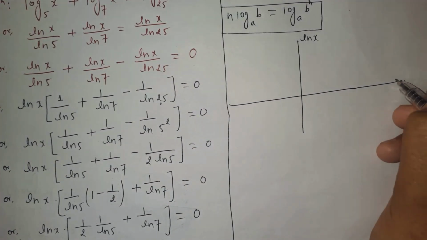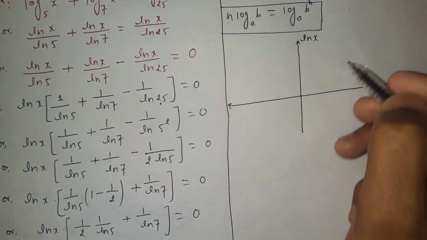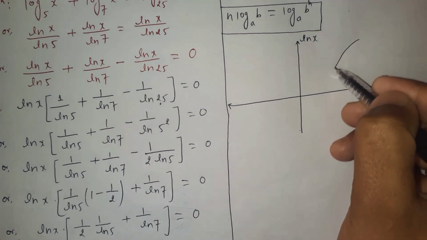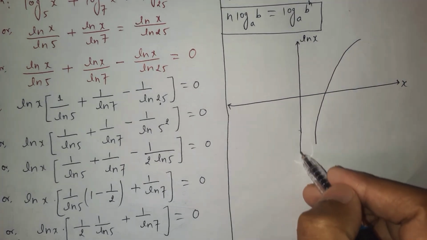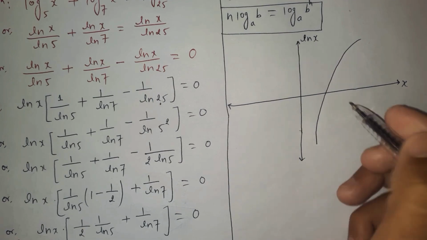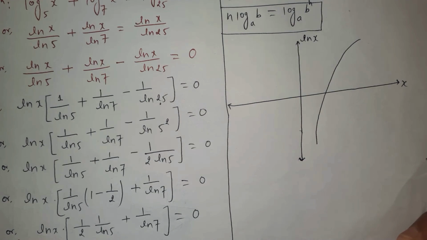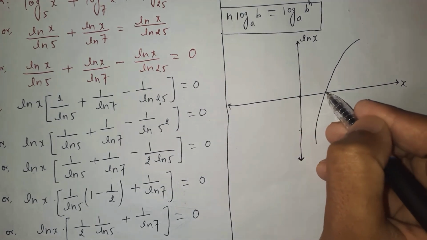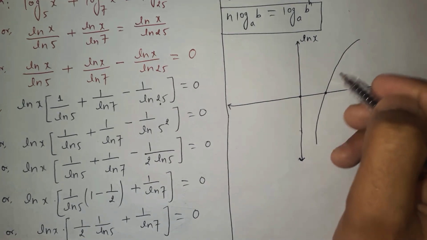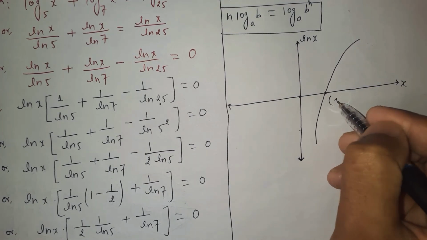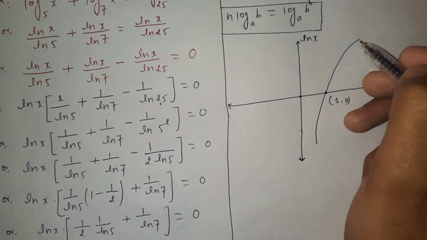This is the graph of ln of x. And please remember this graph, the nature of this graph is this way. This is the nature of the graph of ln of x. Here is the origin, and the point of intersection of this curve and the x-axis is just 1 comma 0. Please remember this point.